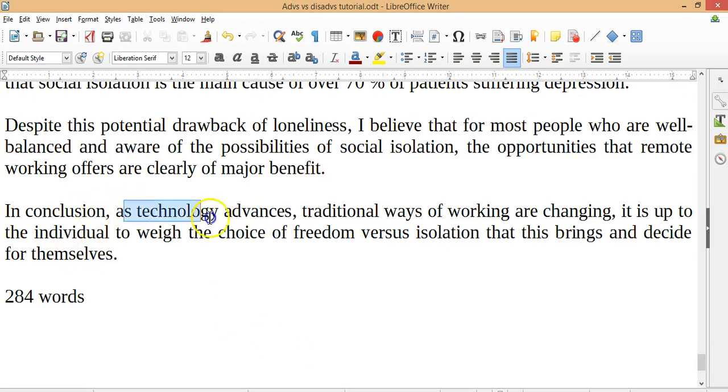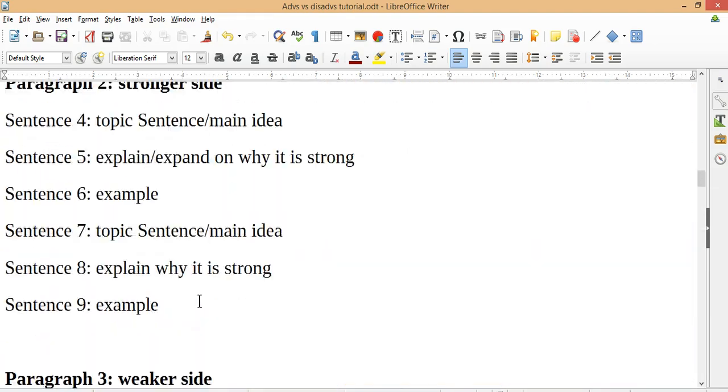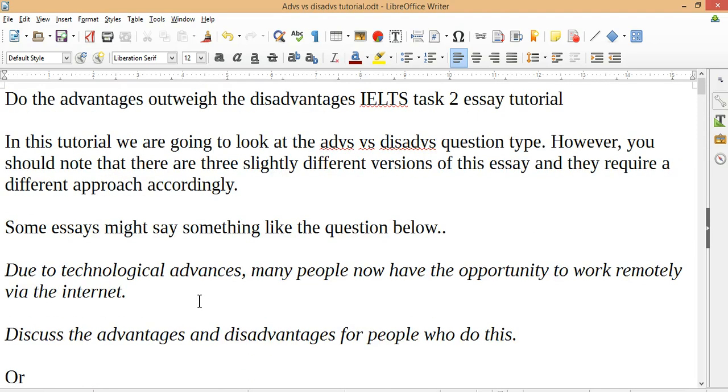Conclusion: as technology advances, the traditional ways of working are changing. It's up to the individual to weigh the choice of freedom versus isolation that this brings and decide for themselves. 284 words. So that's not too bad. So as you can see, depending on how the question's worded, we need a different approach, structure to the essay.